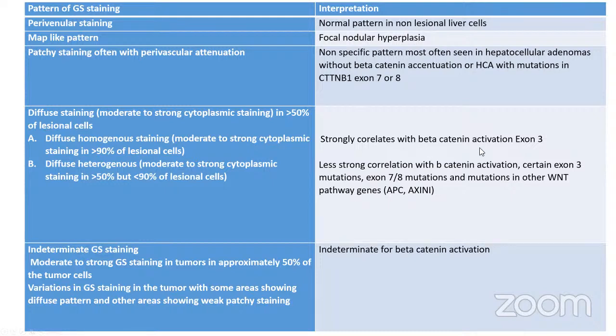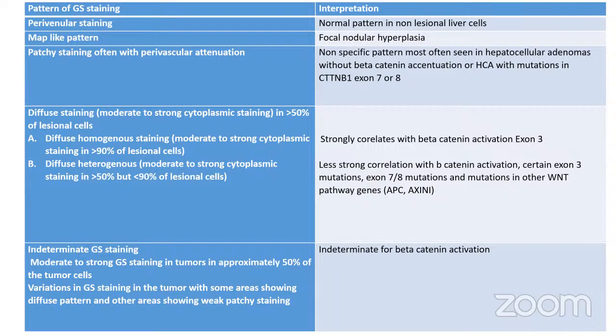This is seen with activation of beta-catenin exon 3, so the beta-catenin exon 3 mutated adenomas, and hepatocellular carcinoma. So there is diffuse homogeneous staining of the lesional cells. By diffuse staining, we mean greater than 90%. Then diffuse heterogeneous staining is staining in greater than 50% of the cells, but less than 90% of the lesional cells. This pattern less strongly correlates with beta-catenin activation, but can be seen in certain exon 3 mutated beta-catenin adenomas, and exon 7, 8 mutations.